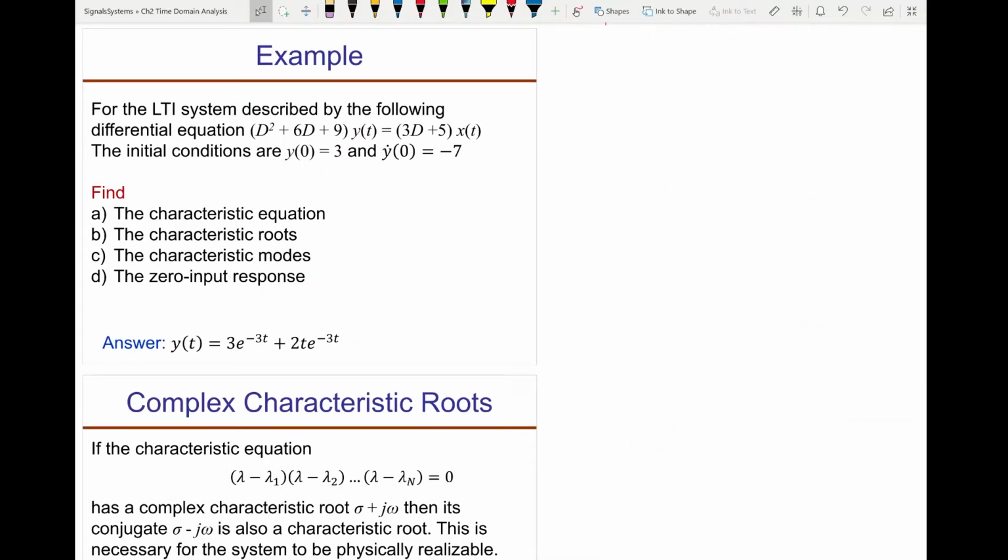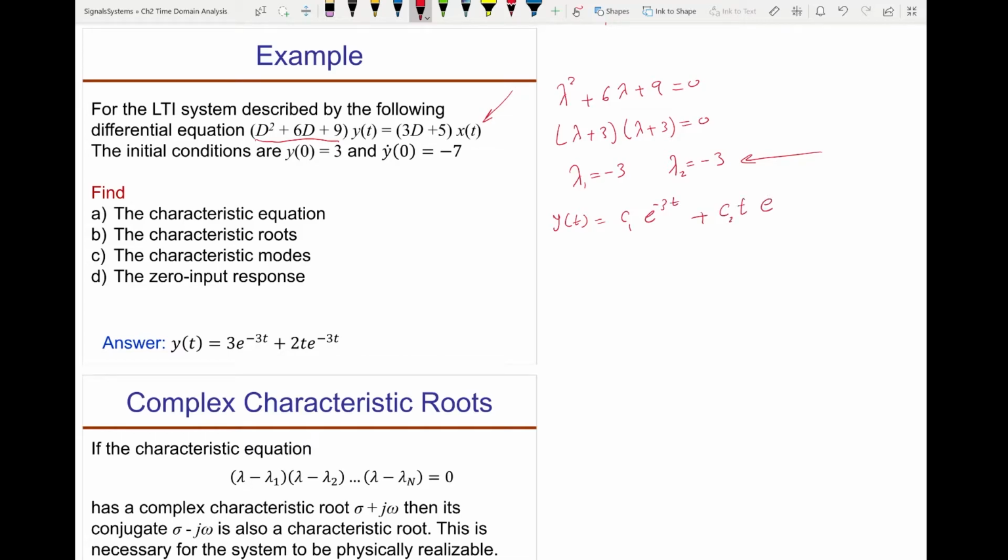That means the characteristic roots are the same. Let's take an example to solve this system. To find the characteristic equation, just replace D by lambda. So that will be lambda squared plus 6 lambda plus 9 equals 0. Now to find the characteristic root, factor it out. This will be lambda plus 3, lambda plus 3 equals 0. And this will be lambda 1 equal minus 3, lambda 2 equal minus 3. So now we have repeated roots. So the general solution is y of t equal c1 e^(-3t) plus c2 t e^(-3t).